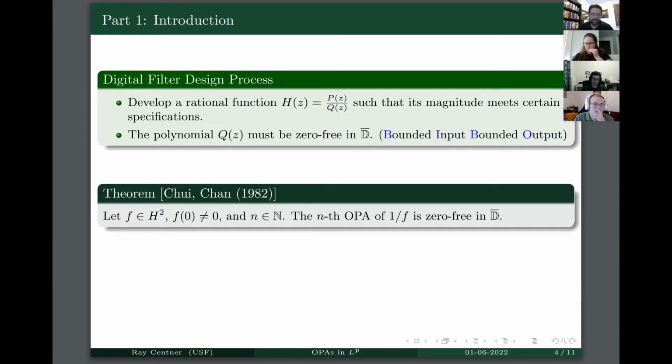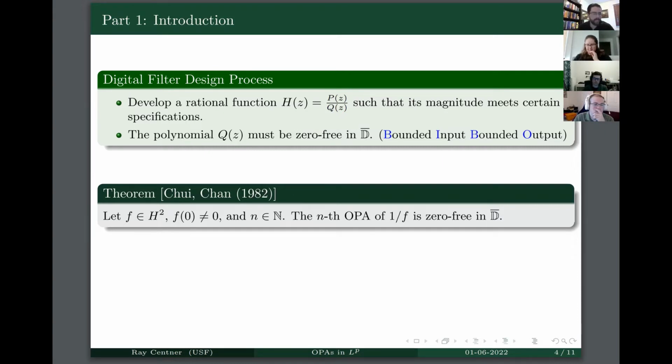And it turns out that these optimal polynomial approximants are very easy to compute, so that was another reason why they chose them. But at any rate, these OPAs are zero free in the closed disk, so you can, at the very least, use this OPA Q as a denominator in this rational function so that you can guarantee that the system is stable. And so this summarizes a talk that I've previously given a few times on optimal polynomial approximants in signal processing.